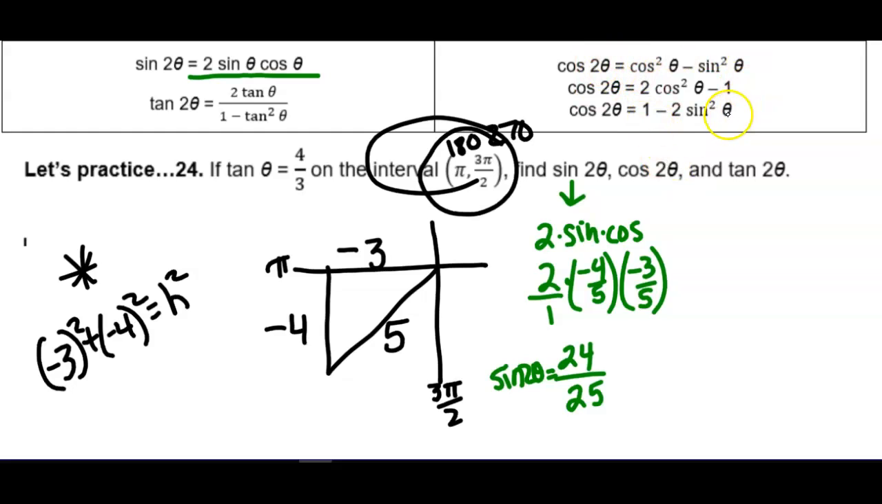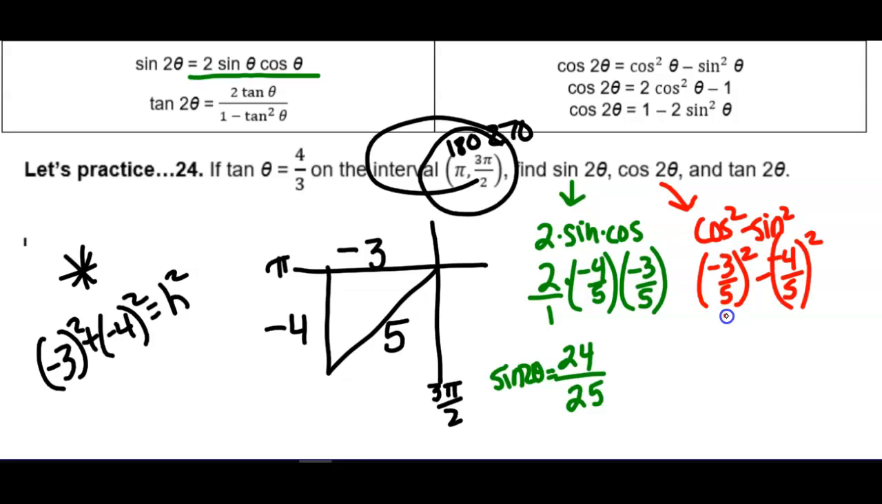All right, then I have cosine 2 theta. I could use any of these. I'm just going to use the first one. It's cosine squared minus sine squared. So if I go over here, the cosine is -3/5, and I'm going to square it. The sine is -4/5, and I'm going to square it. So I get 9 over 25 minus 16 over 25. Because you square and it becomes positive, and then it's still minus in here, make sure you're good on that. That becomes -7 over 25 because it already has a common denominator. So that is the cosine of 2 theta.